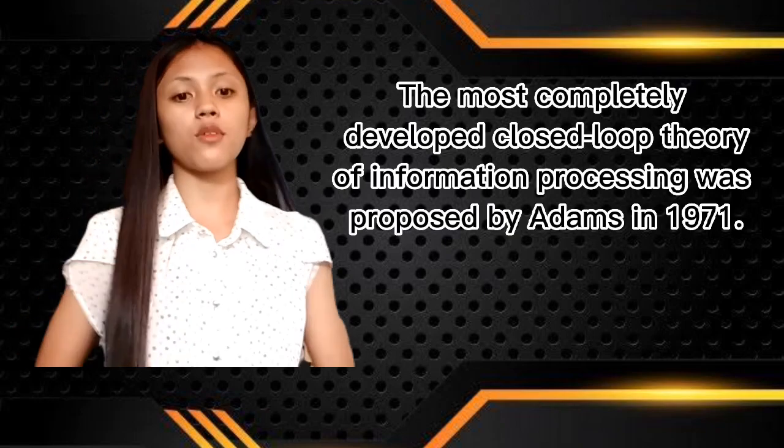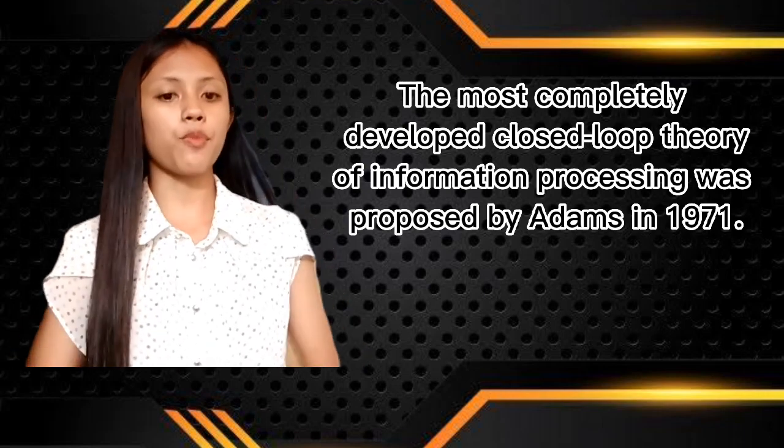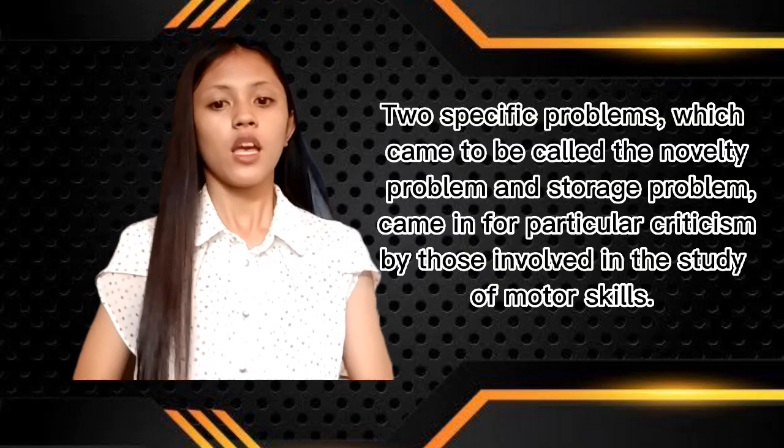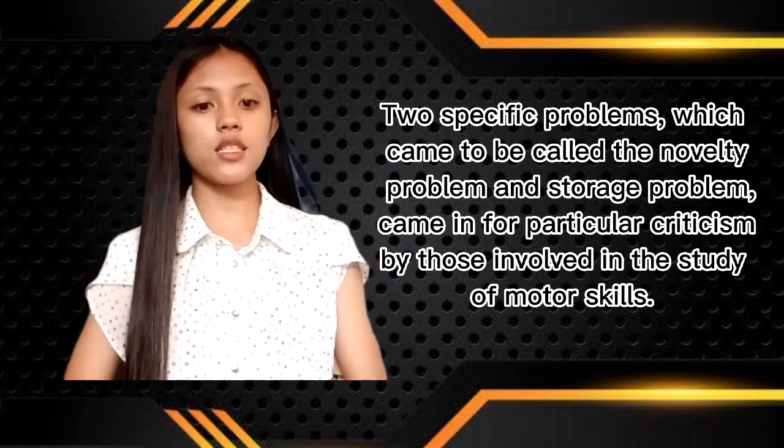Adams' closed-loop theory. The most completely developed closed-loop theory of information processing was proposed by Adams in 1971. Two specific problems, which came to be called the novelty problem and the storage problem, came from criticism by those involved in the study of motor skills. The first of these, the novelty problem, concerns how a specific motor act is performed for the first time, because the memory trace is a result of practice. How is an unpracticed skill performed for the first time? Technically, in Adams' theory, the memory trace is non-existent because it has not been developed through previous practice.